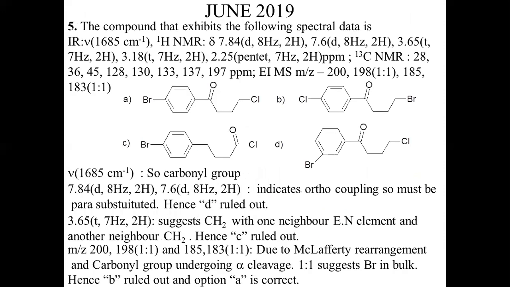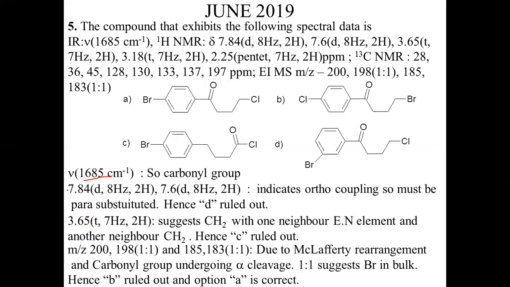Next, we'll move to the fifth problem, which is from June 2019 CSIR question. Now here, the compound that exhibits the following spectral data is. They have given you IR, proton NMR, C13 NMR and mass spectrum, so with that we'll go on to solve this. To start with, your IR value 1685, so it has to be a carbonyl group, and when you look at all the options, you do have carbonyl.